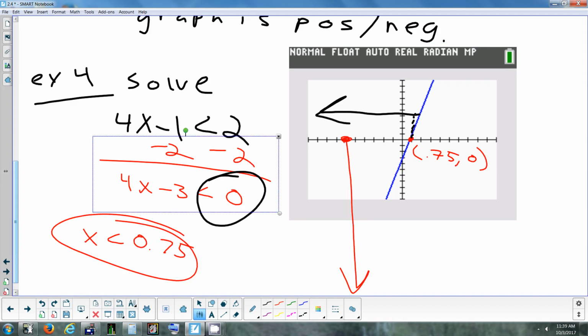What if you pick x's that were more than 0.75? Like what if you pick one over here? What would happen to your y value there? It would go up. It would be positive. It would be somewhere up here. They didn't want positive. They wanted negative, less than 0. Any questions on that?